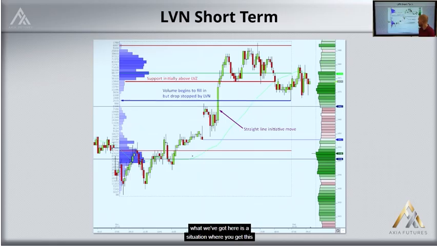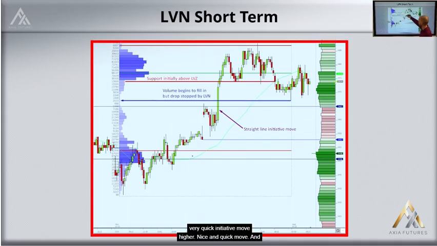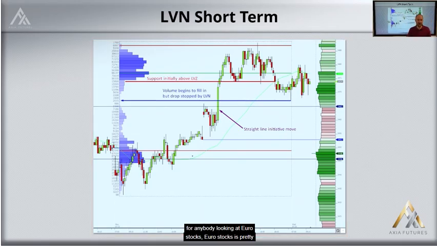So what we've got here then is a situation where you get this very quick initiative move higher. Nice and quick move. And in terms of volume, I've got this broken up over the 2 days. This creates your low volume. This is Euro stocks, and for anybody looking at Euro stocks, it is pretty thick on the bids and offers. This was also before it went to a half tick, so it moved to a half tick at the back end of 2021. Just before that, you would see 1,500 lots on every single price.